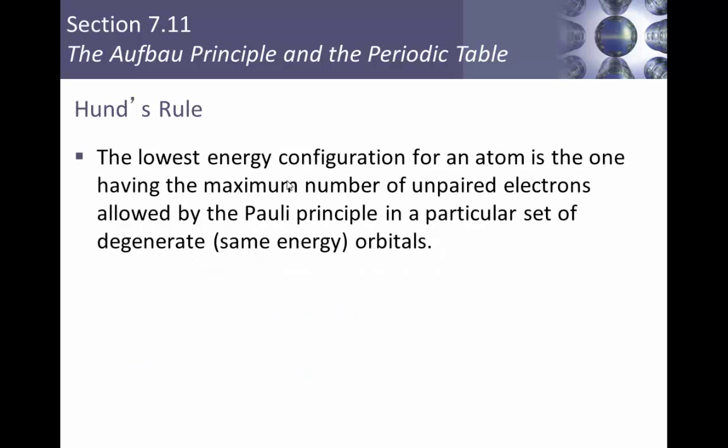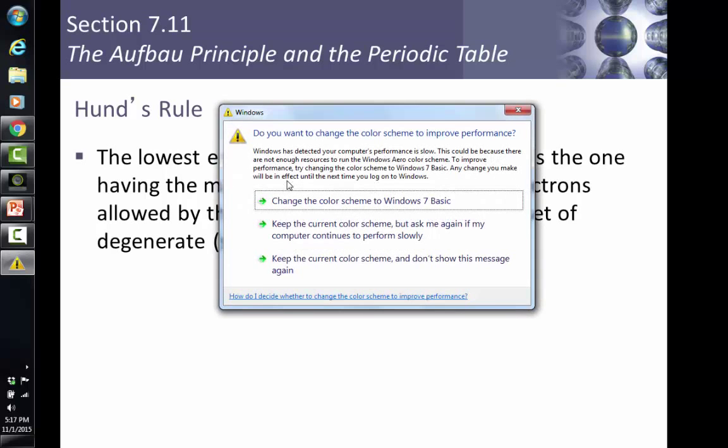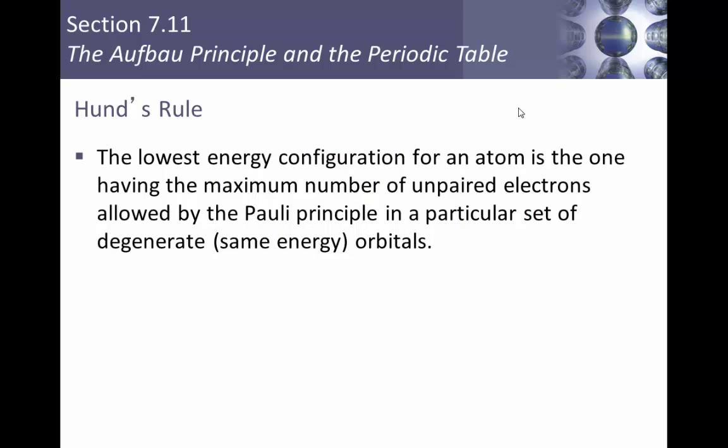Then Hund's rule says that the lowest energy configuration for an atom is the one having the maximum number of unpaired electrons allowed by the Pauli principle in a particular set of degenerate, same energy orbitals. What's that really saying? In other words, electrons with the same spin direction are going to be found as far apart from each other as possible.